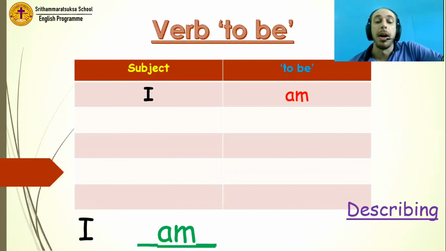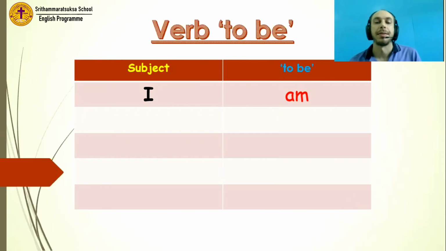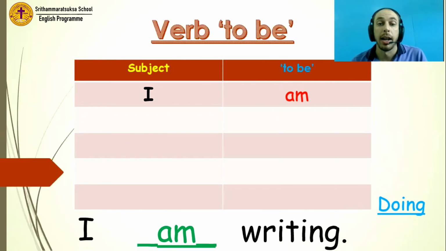I am tall. Okay? I am Teacher Bear. Okay, we can use to be to answer those kinds of questions. What are we? Who are we? Where are we? I am running. So you can see the verb to be can also tell us what we are doing, usually by adding ing to a different verb.